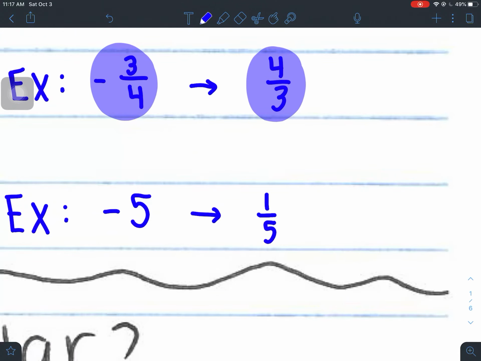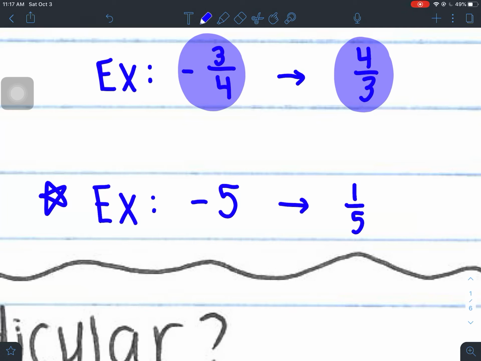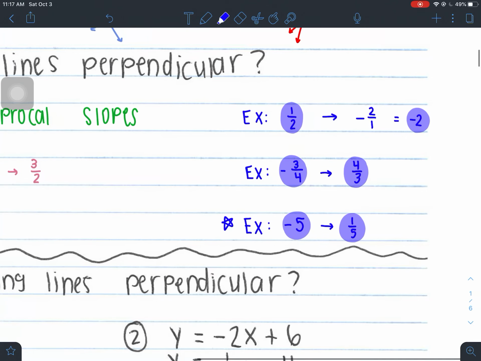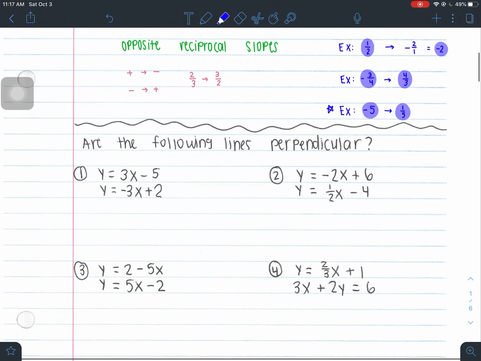Now, where'd that 1 come from? Well, technically, if I write negative 5 as a fraction, it's technically negative 5 over 1, right? So it was negative, so now it's positive. And then you flip the fraction. So instead of having 5 over 1, you now have 1/5. So that's going to be something that's going to be tripping up some people. So this one is actually a super important one. Remember, the whole numbers always have a 1 underneath technically. Okay, so we're actually going to start.